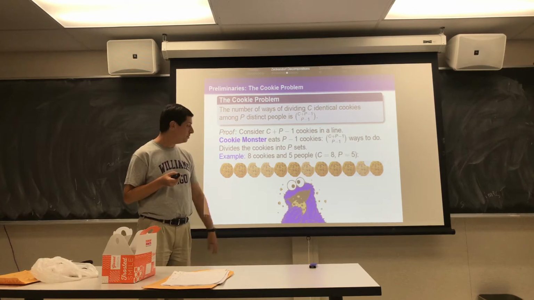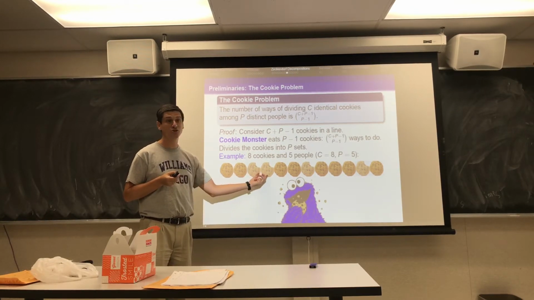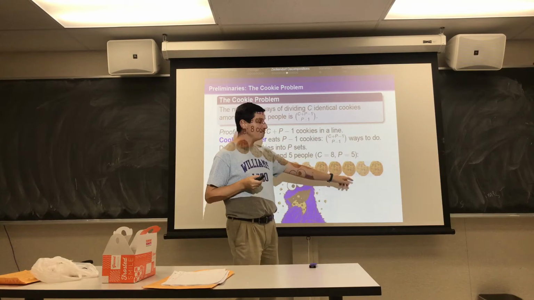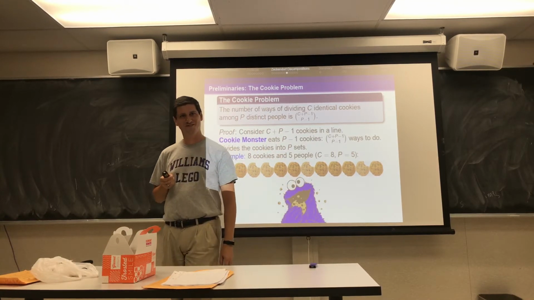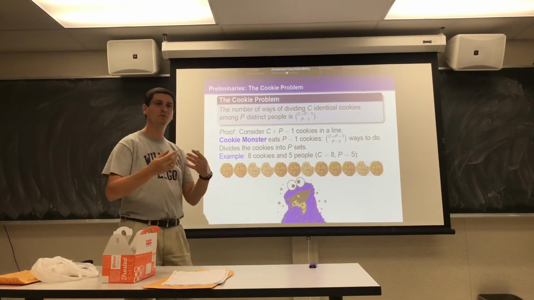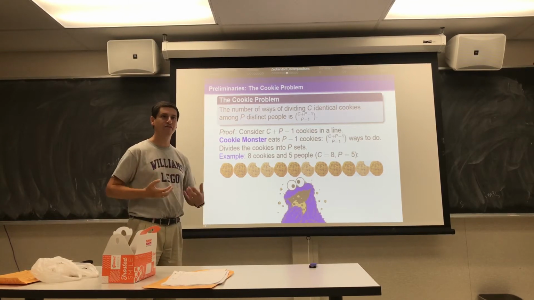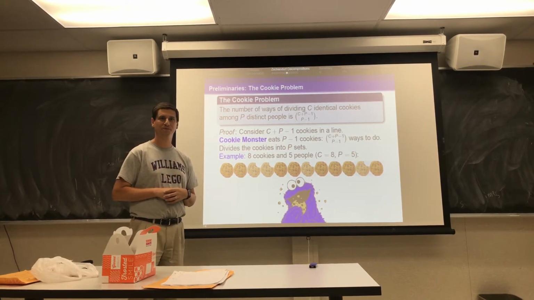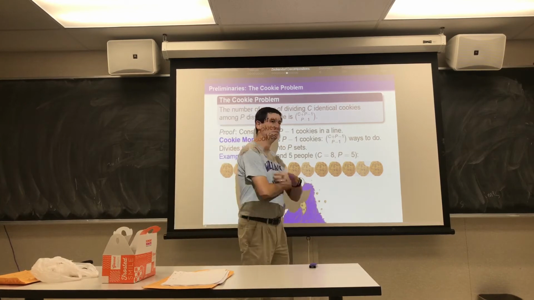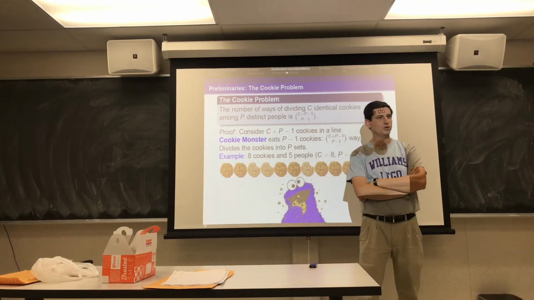Some people get stuck without cookies. This poor second person has no cookies. Well, this person got 3 cookies. That's not fair. So you might want to have almost like a minimum wage, a minimum cookiness. Everybody must get at least 1 cookie. How would you solve this problem if now I required everybody gets at least 1 cookie?